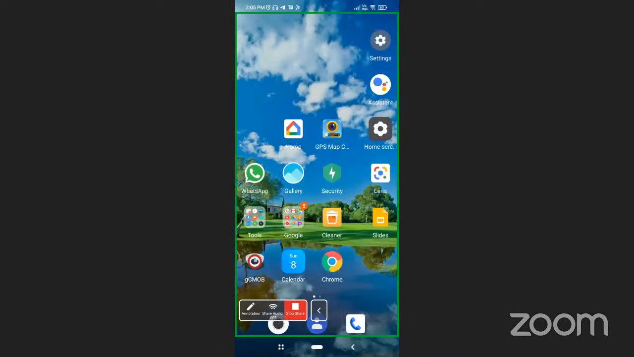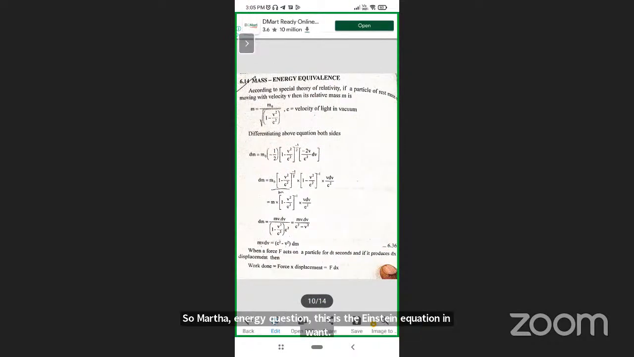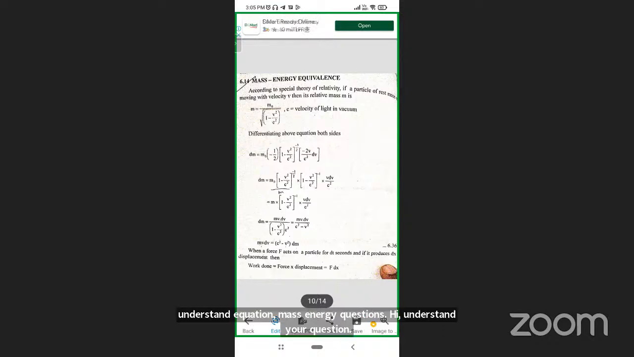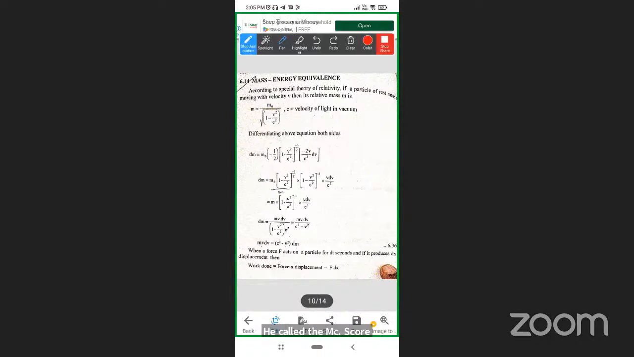Okay, so the mass energy equation, this is the Einstein equation, and it can also be called the Einstein energy relation. So what is the Einstein mass and energy equation? E equal to mc square. That is the Einstein equation, that is the mass energy relation equation.